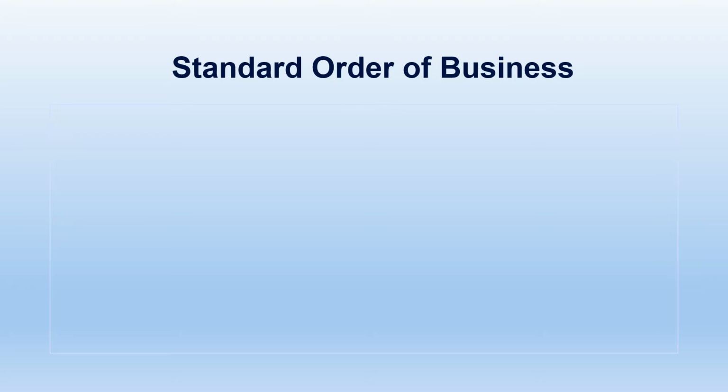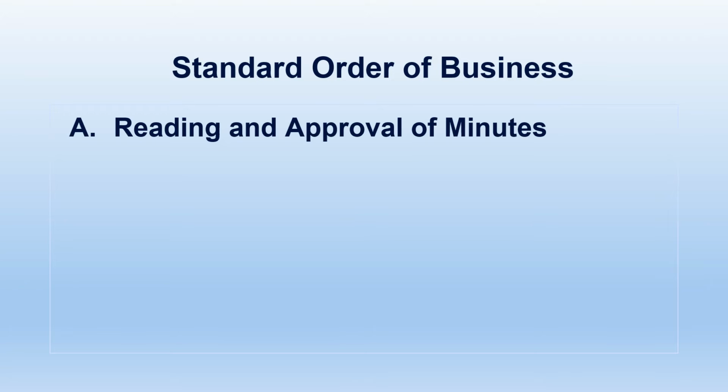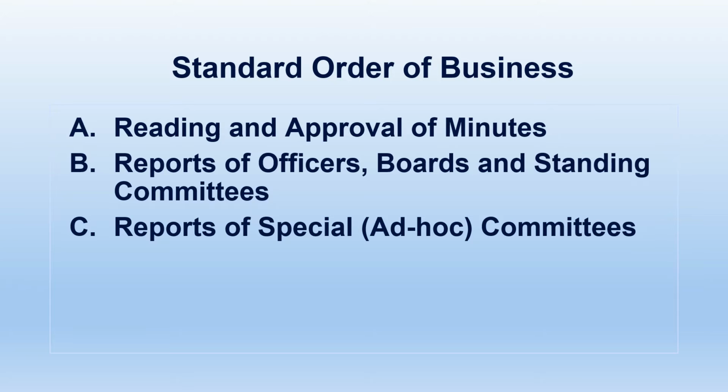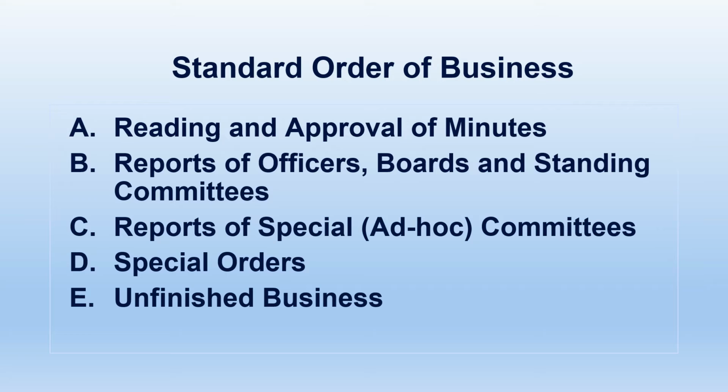Now under R&R, there's a standard order of business, which is likely familiar to many of you, and we've covered each of these. Reading and approval of minutes, reports of officers, boards, and standing committees, reports of special ad hoc committees, special orders, unfinished business and general orders, and new business.